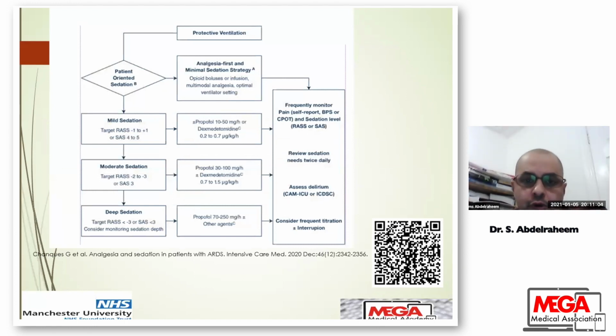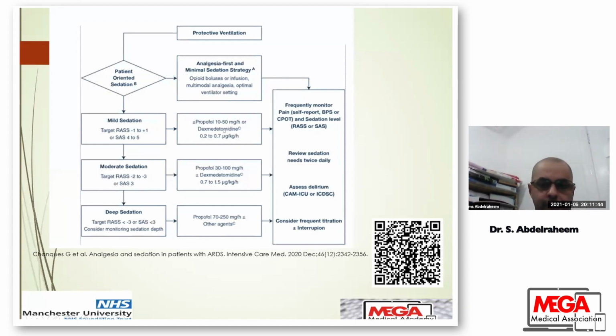So this is one of the protocols that was suggested very recently. A French group published this article in the Intensive Care Medicine Journal. And as you can see here, you start with analgesia, this first minimal sedation strategy, boluses of opioids, and then you can give what they call multimodal analgesia, which is overlap between the opioids and non-opioids, things like ketamine, for example. The evidence about that is not strong. And then you go for the mild sedation, -1 RASS score.